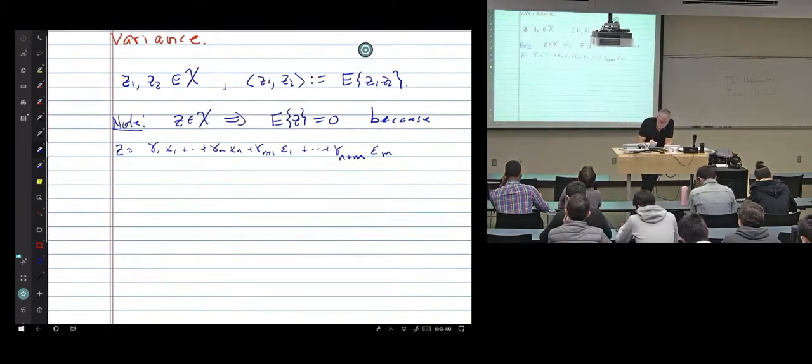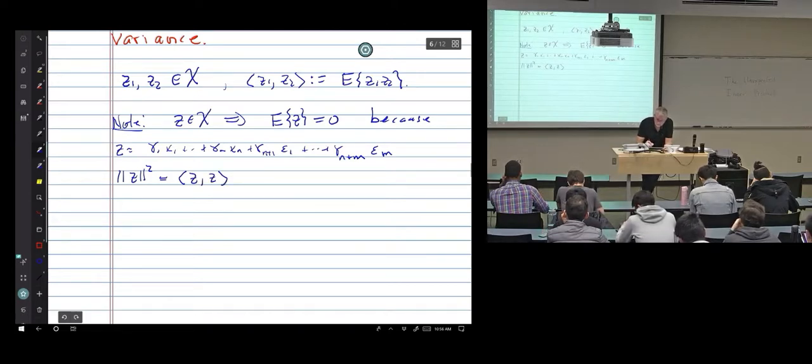And then the variance of Z is, well, excuse me, I want to define the norm squared of Z. So that's the inner product of Z with itself. So that's the expected value of Z squared. And that's the variance of Z because Z has 0 mean.